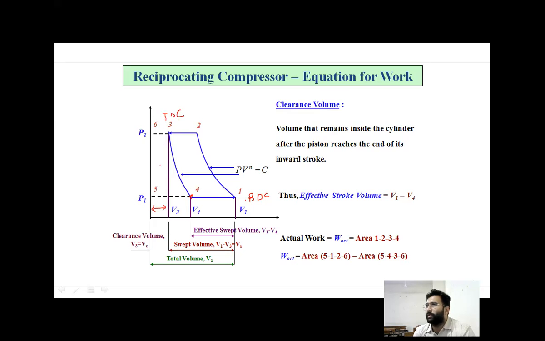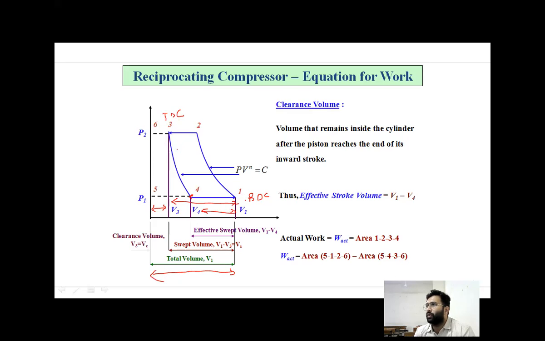And this is the clearance volume. Now, what is swept volume between TDC and BDC? So this much is the swept volume. Correct? And effective swept volume is given by V1 minus V4. Yes, so this is the effective swept volume. Total volume will be this much, from V1 to 0.